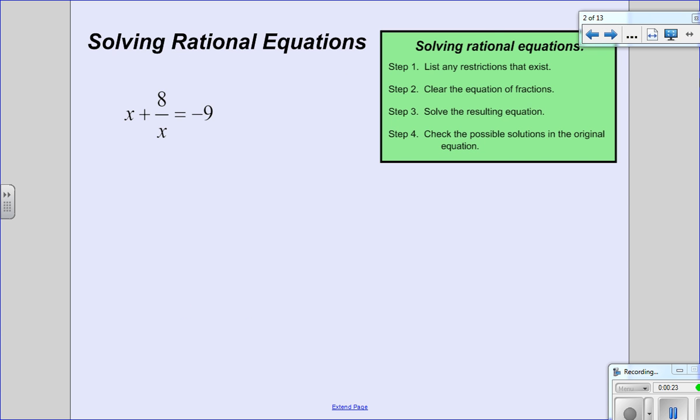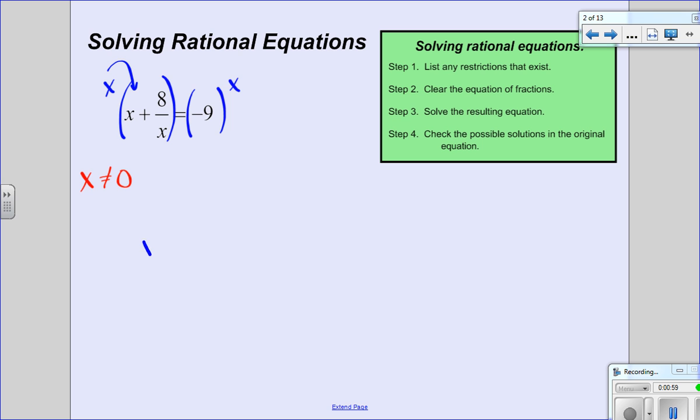In our first example, we want to, again, state our restrictions, if any exist, and we see that with x in the denominator, we know that 0 is a restriction, because if we plug 0 in for that x in the denominator, we'd get a term that is undefined. So we've stated our restrictions, and we can begin now to clear the fractions. So we will multiply each side of the equation by our least common multiple, and in this case, x is what would clear our fractions. So we'll multiply each term by x.